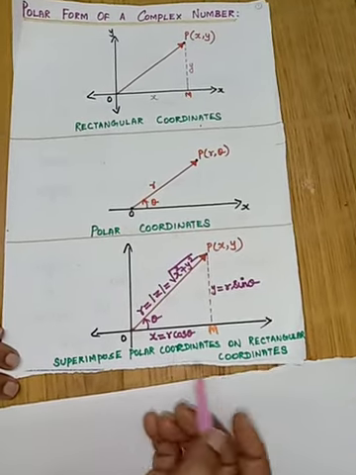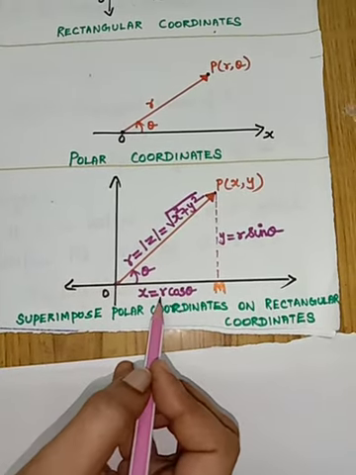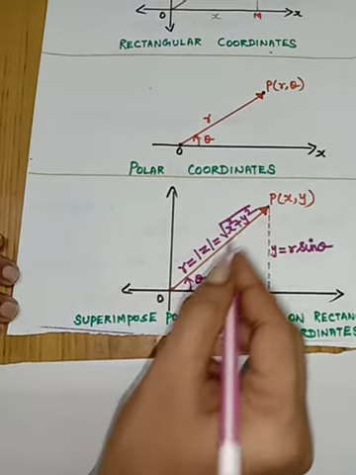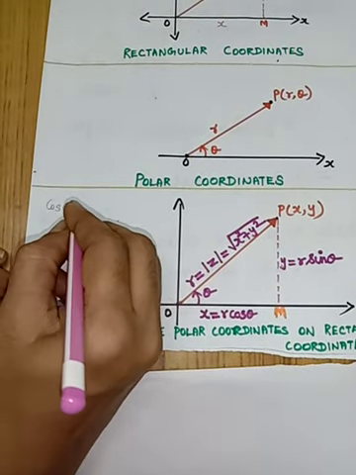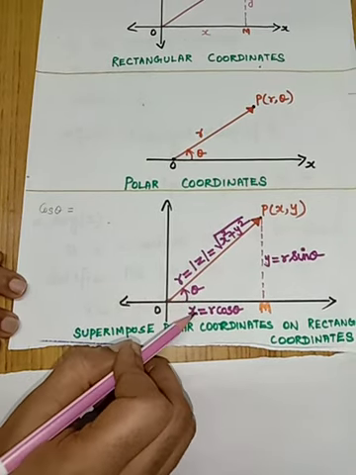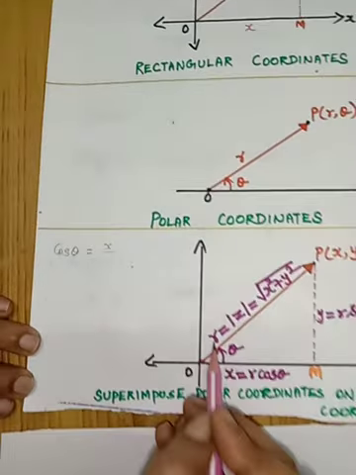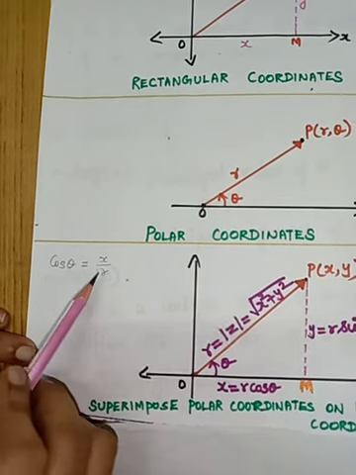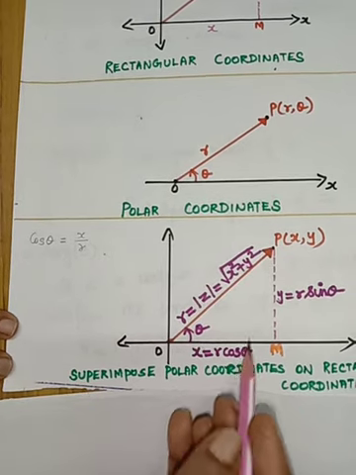See now, here x is equal to r cos theta, as I have written. How has r cos theta come? In the triangle OPM, just find cos theta. What is cos theta? Adjacent side by hypotenuse. What is the adjacent side? The adjacent side is x. The hypotenuse is r. So cos theta is equal to x by r, so x is equal to r cos theta.